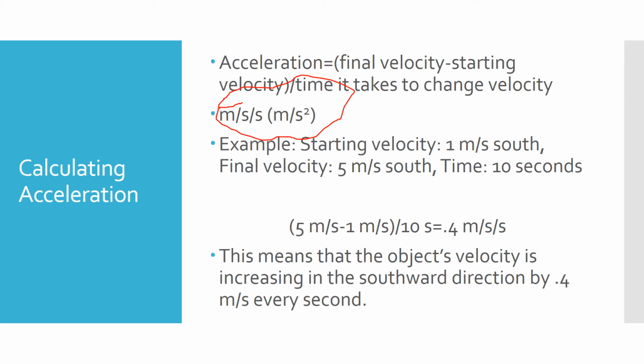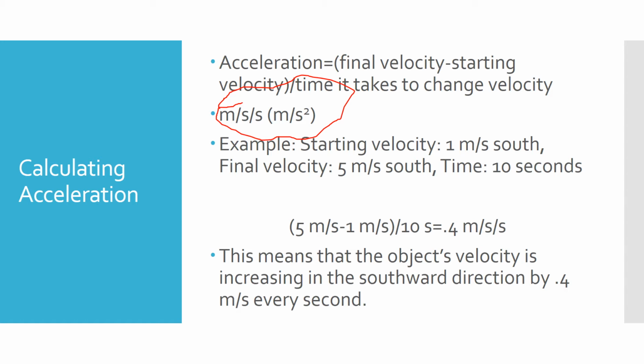So we take final velocity minus starting velocity, which is, in this case, 5 minus 1. So that gives us 4. And then we divide it by time. So 4 divided by 10 is 0.4. And you can write either meters per second per second or meters per second squared.